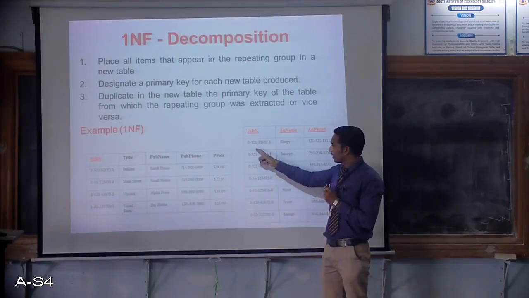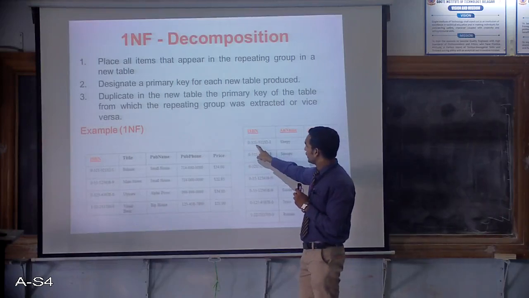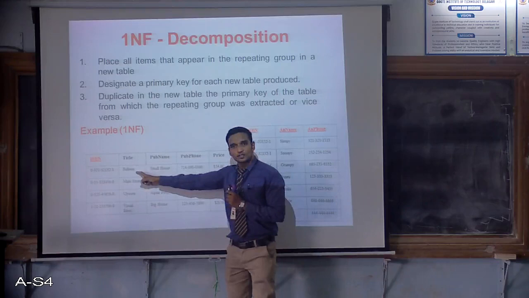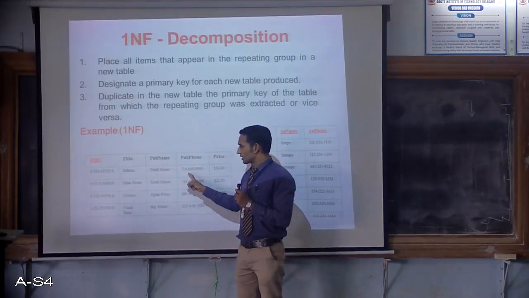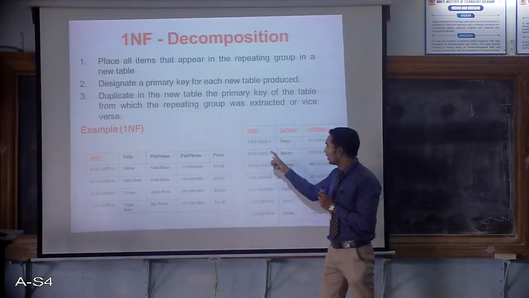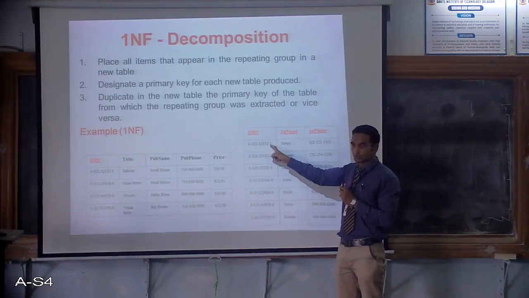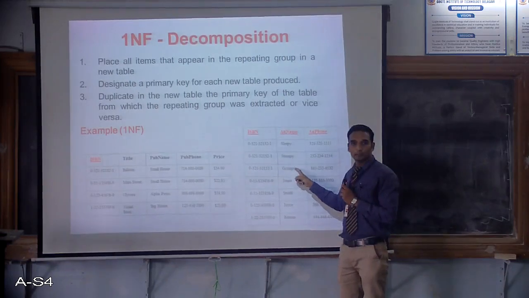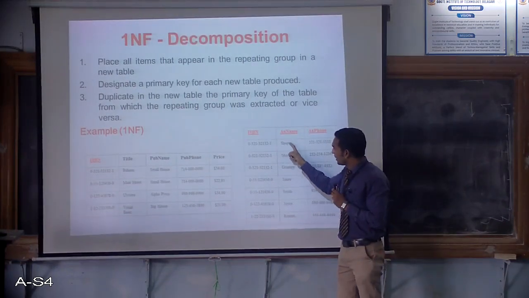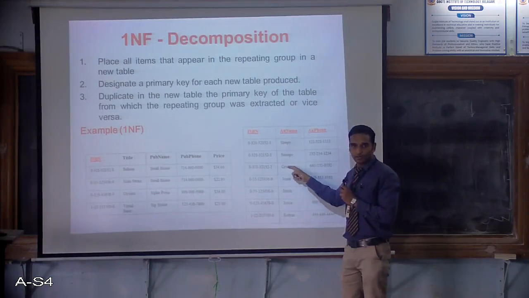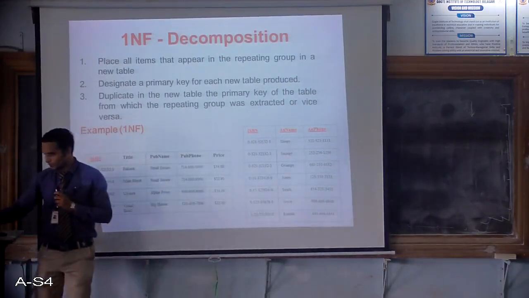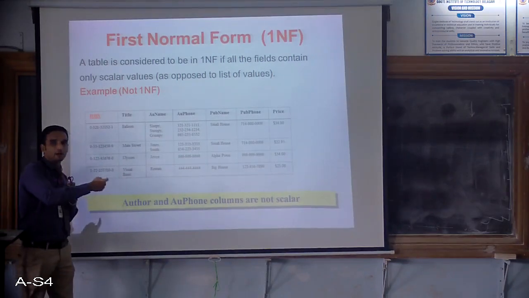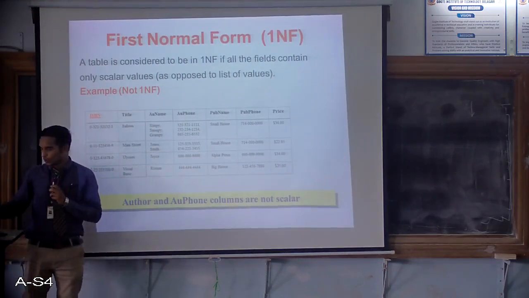Now look at this part. For the book ISBN 0321 321 321, the title is a scalar value, and the rest are scalar values. When I come here, for the same book we had 3 authors: author 1 Sleepy, author 2 Snoopy, author 3 Gumpy. Again, every attribute has a scalar value. The relation here, which was not in first normal form, I have now decomposed and modified to first normal form.